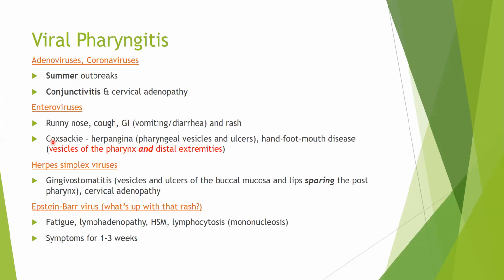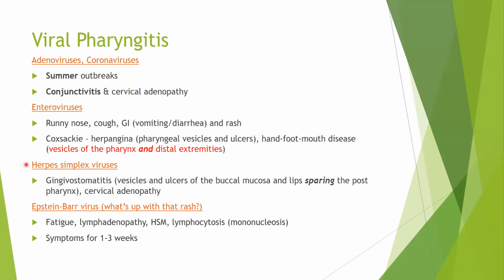The Coxsackie virus is also going to present with ulcerations in the mouth, on the mucosa, pharyngeal vesicles, and they look like ulcers. So it's vesicular in nature. It's also associated with hand, foot, and mouth disease. That's a Coxsackie virus. But the vesicles on the pharynx and the distal extremities is kind of the hallmark for this hand, foot, and mouth disease.